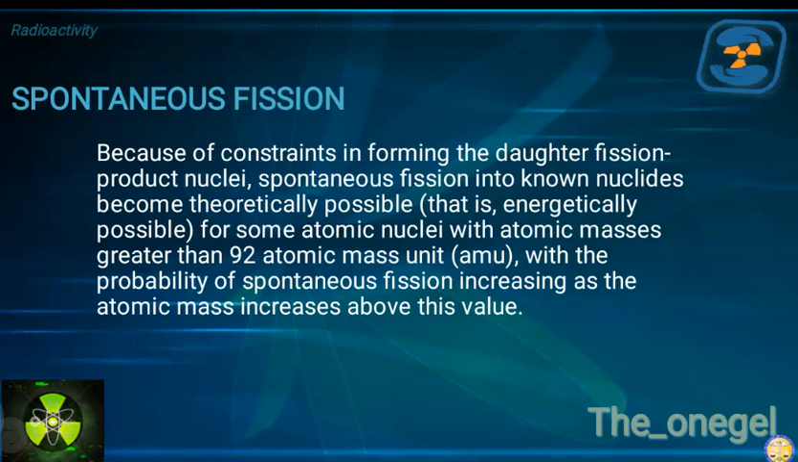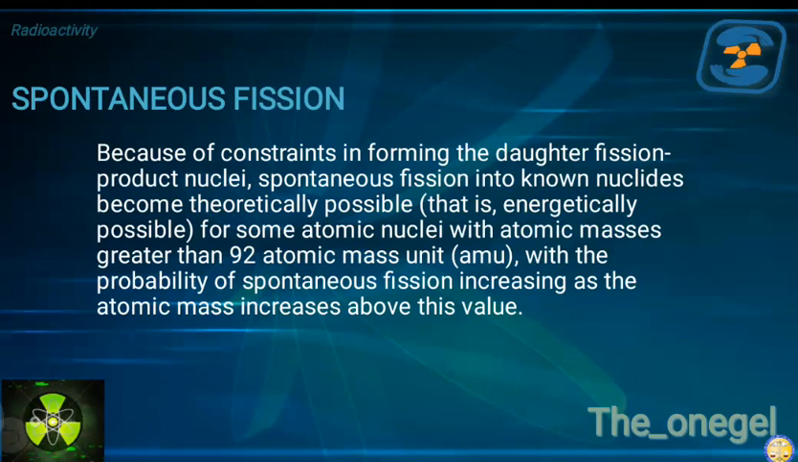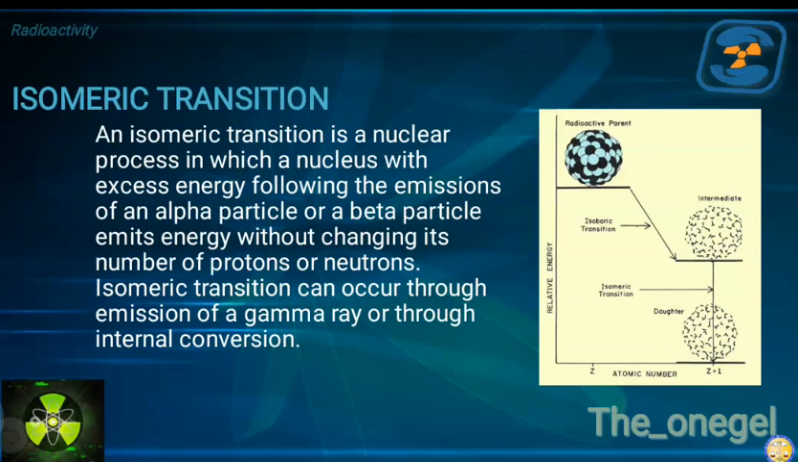Okay, so take note again class ha. Spontaneous fission is from atomic mass number 58 up to 92. Whereas alpha, with atomic mass number greater than or equal to 150. Okay, sige. Now, let's come to isomeric transition.